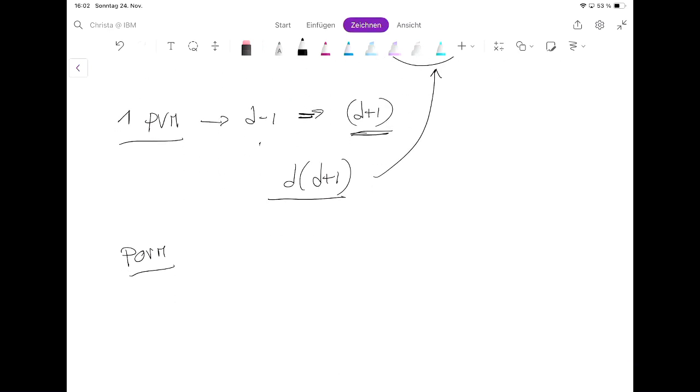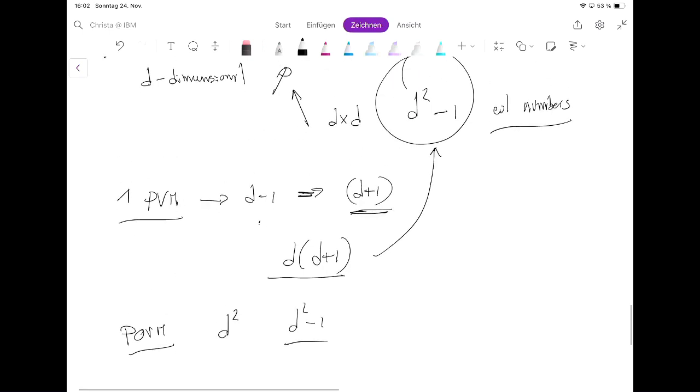How do we do this with a POVM? Well, we just need an enlarged space, or at least a POVM with d-squared effects, and they need to be independent. If we have a POVM with d-squared effects, then we do our experiment applying the POVM, and here we reconstruct d squared minus 1 probabilities. These are the probabilities of each effect minus 1, which is the normalization. And you notice immediately that this is exactly the number that we needed here.